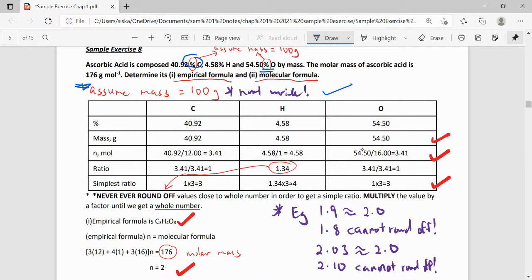When you get your number of mole, when you start calculating the ratio, if it's not a whole figure, never ever round off. Means you cannot assume it is equal to 1. This is incorrect. You need to multiply by the value of a factor to get the whole number. For example, when you multiply by 3, you get 4, a whole number.